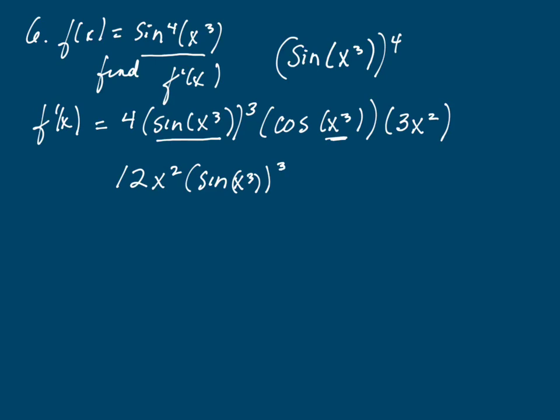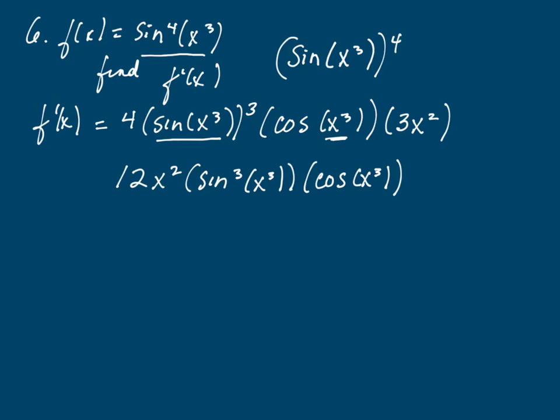So let's wait. Let me write this right. So that would be sine cubed right here, x cubed, times cosine x cubed. All right, so that would be the answer to number 6.